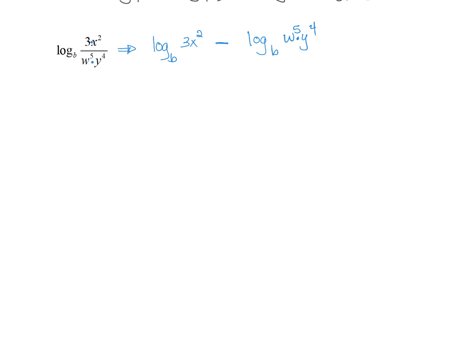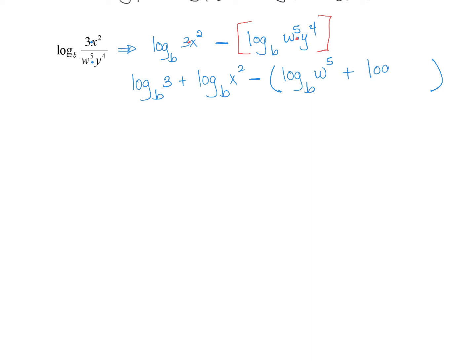At this point, I'm now going to use my product rule. Now we have to be careful here because we're really subtracting this log. So when I do that, I'm going to need to add some parentheses here. So this is going to be log base b of 3 plus the log base b of x squared minus, and I need those parentheses because I'm subtracting that log base b of w to the 5th plus log base b of y to the 4th.